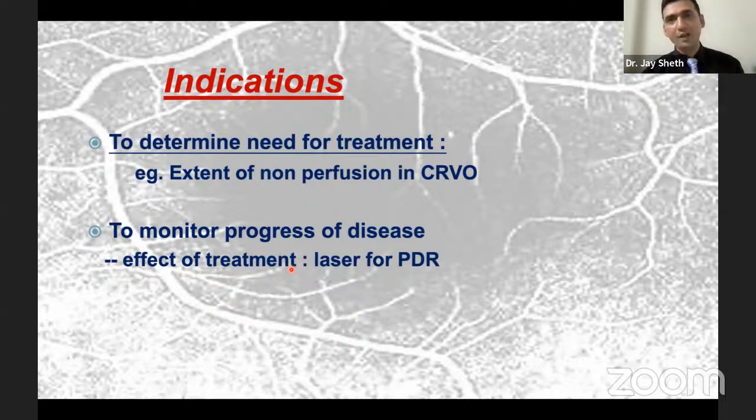You may have a patient with proliferative diabetic retinopathy coming with bleeding again and again. In those patients, we do an angiography to look for the skip areas, the areas of non-perfusion which may not have been lasered, and to treat those patients.